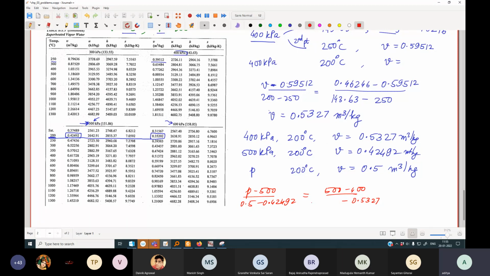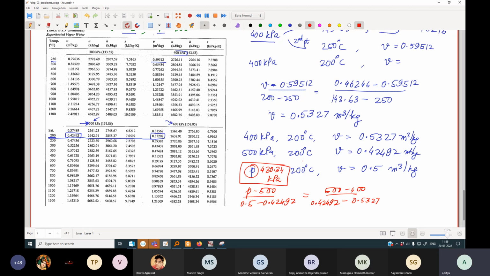All right. So 100 over (0.42492 minus 0.5327), multiplied by (0.5 minus 0.42492), plus 500 is equal to this. So it comes out to be 430.34. This pressure comes out to be 430.34 kilopascal.